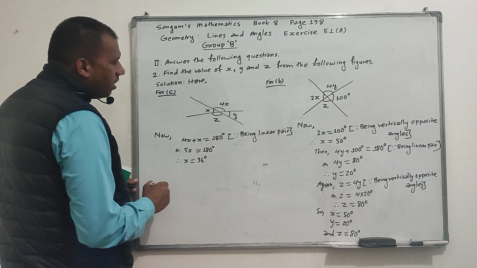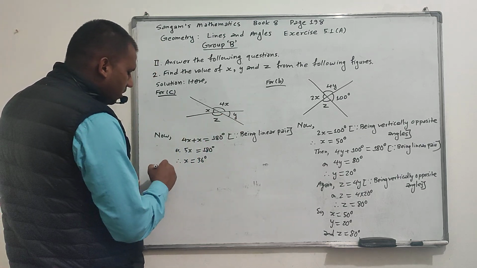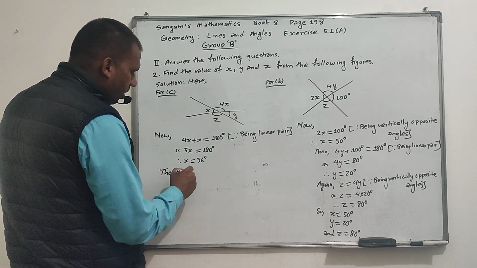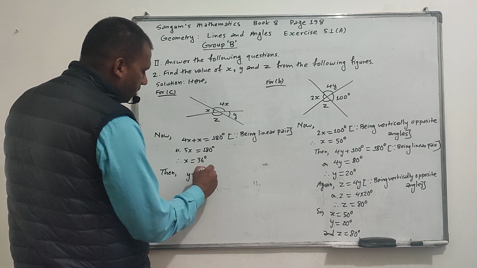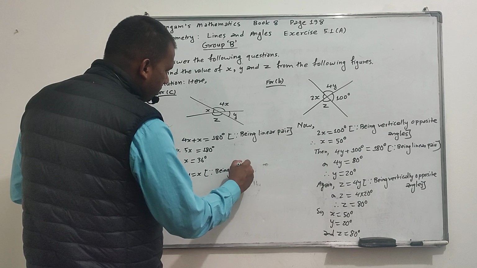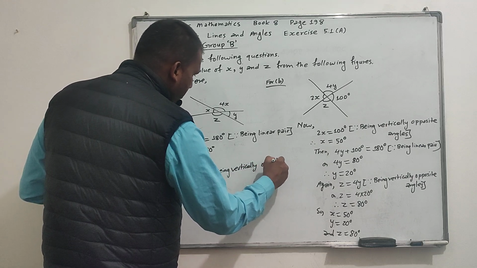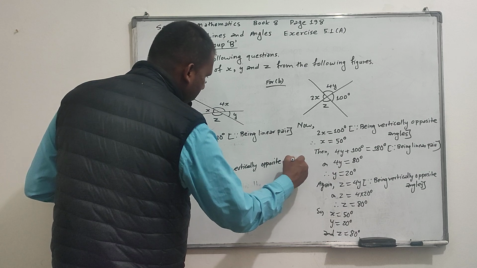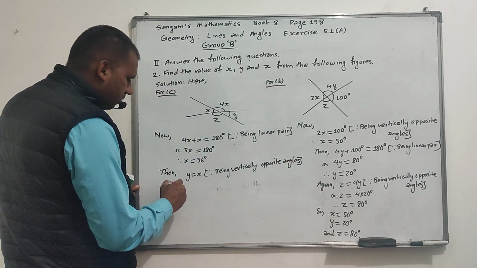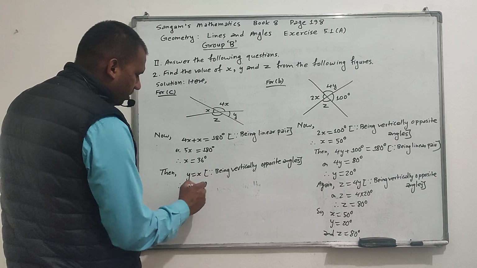Then y and x are vertically opposite angles, so you can write y equal to x, because being vertically opposite angles. Therefore y equal to x, 36, so y equal to 36 degrees.